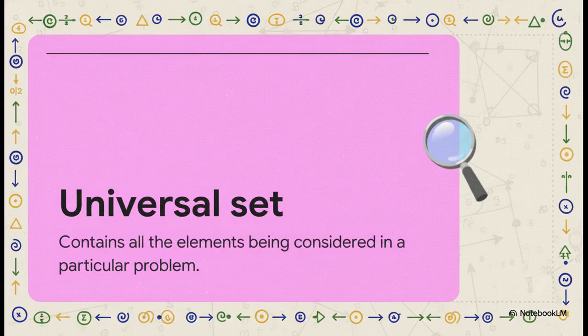But the crucial point here is actually that rectangular box wrapping around the circles. That is the universal set, usually denoted by that curly E. It contains absolutely every element being considered in a particular problem. If your circles are categorizing certain data points, that outer rectangle is the ultimate boundary. Literally nothing outside of that box exists in that specific mathematical universe.